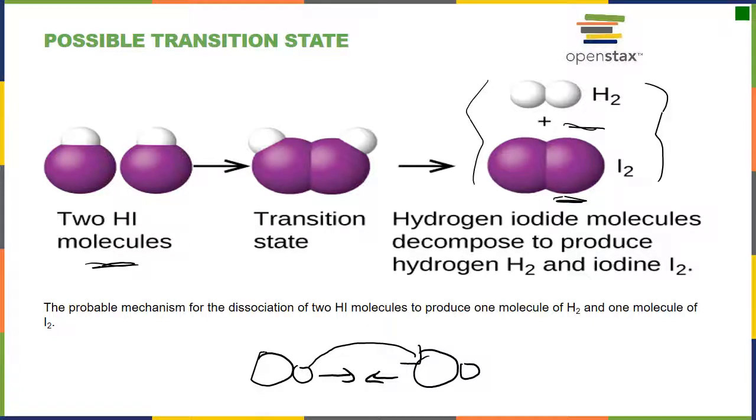So the first thing we have to do is say these have to come in and collide in the correct direction, the correct orientation. The other thing they have to do is hit hard enough, put in enough energy to break some bonds. Now that is the basis and the start of our collision theory.